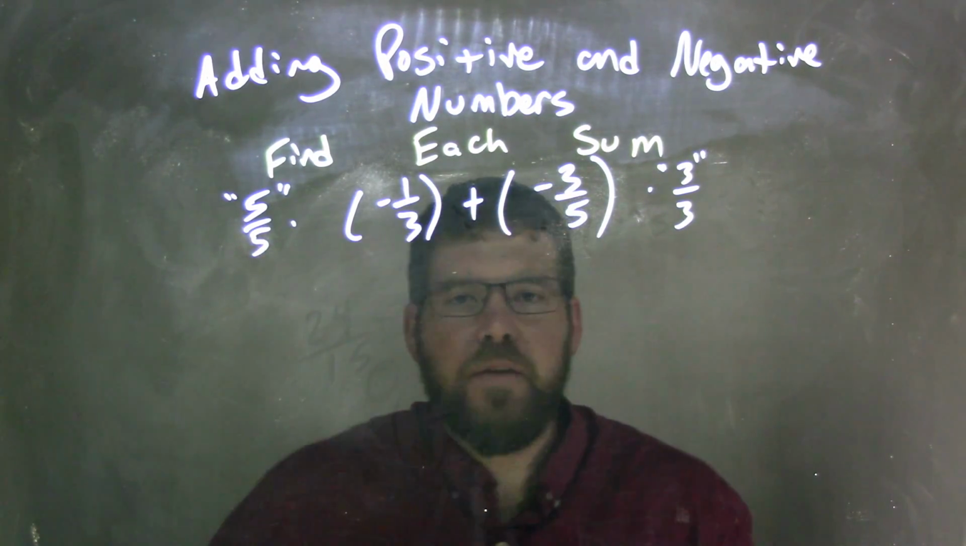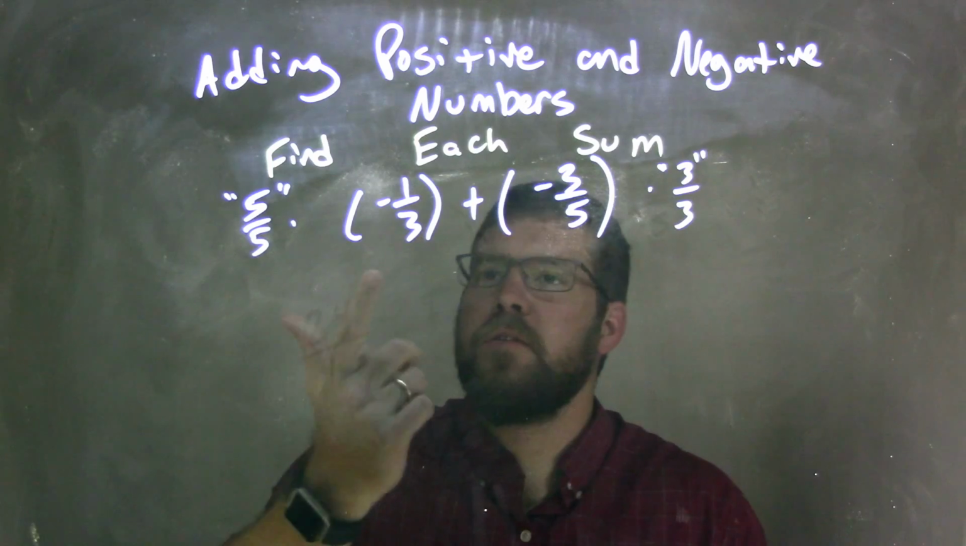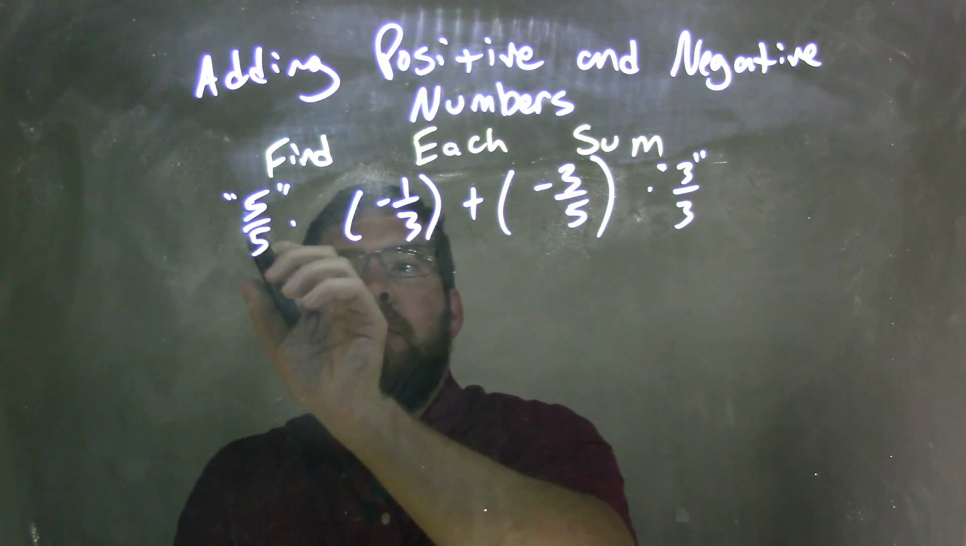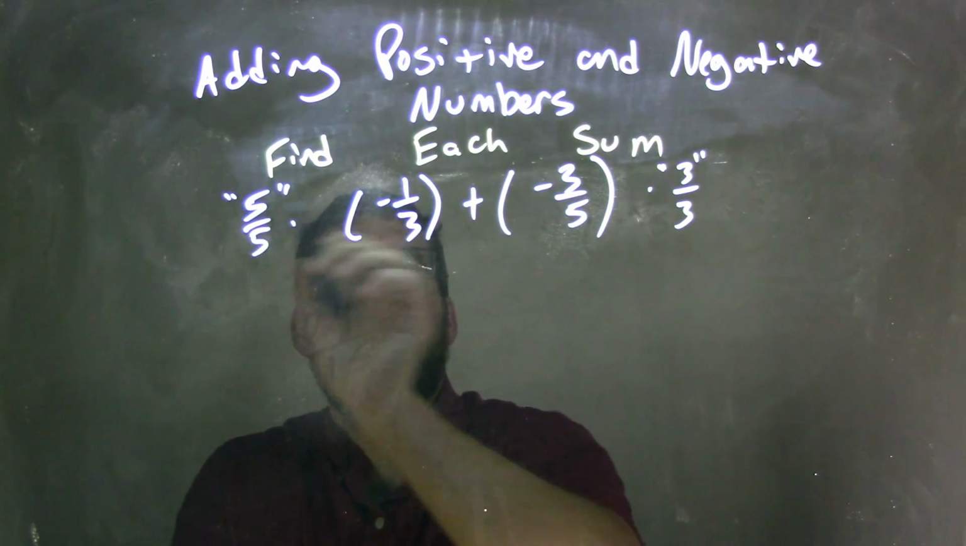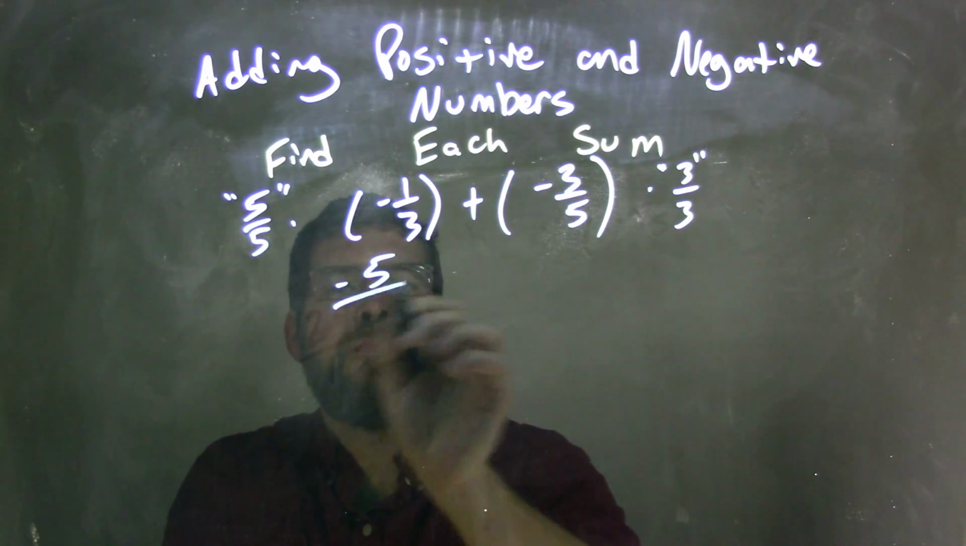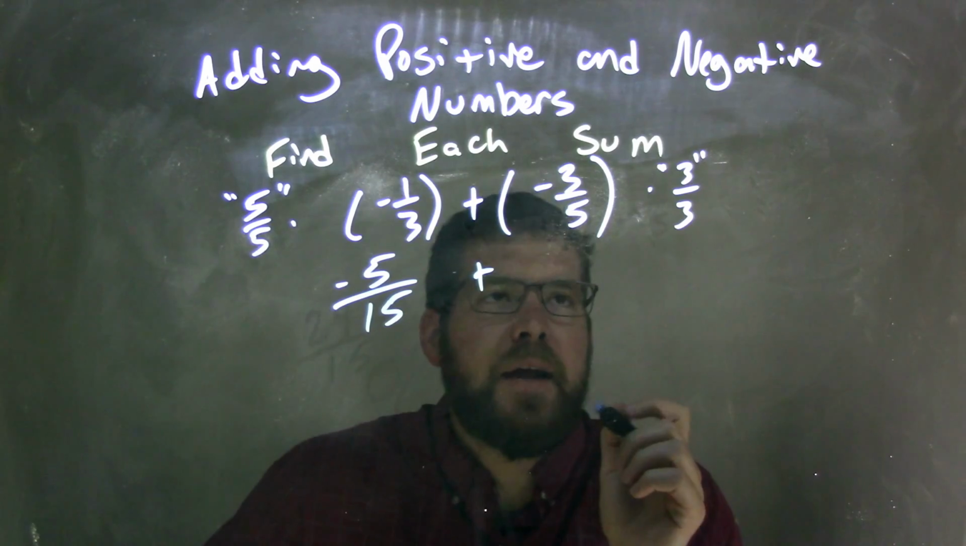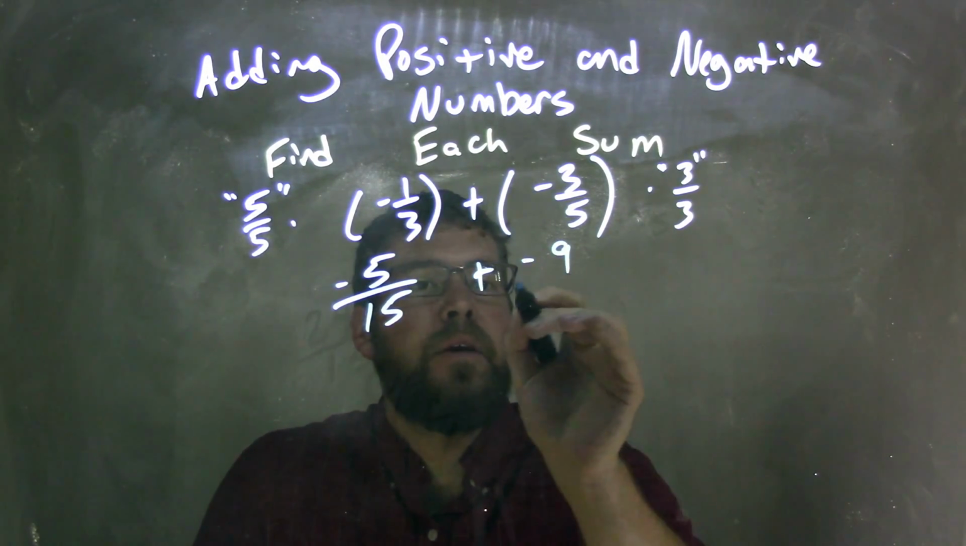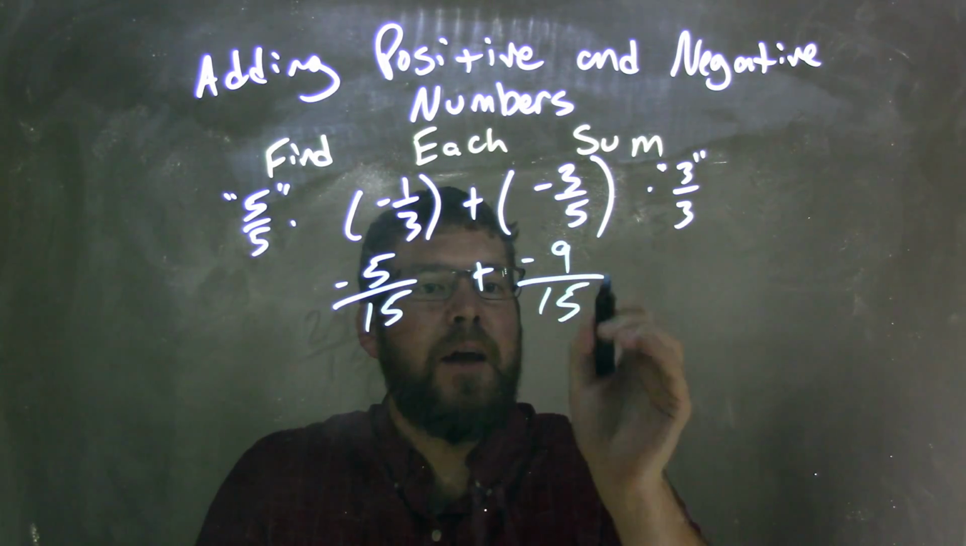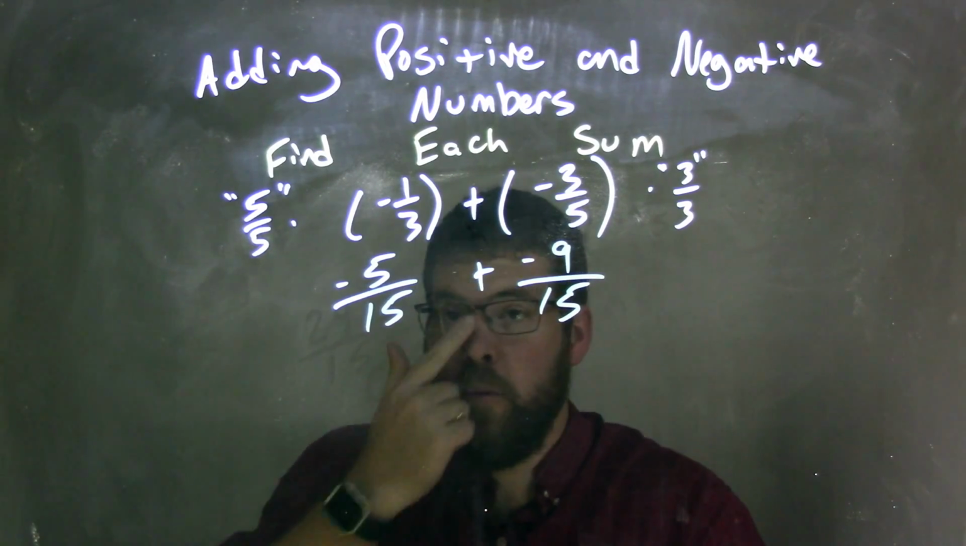Okay, and what this allows me to do is multiply across: we multiply the numerator, then multiply the denominator. 5 times negative 1 is negative 5, and 5 times 3 is 15. The right side here, negative 3 times 3 is negative 9, and 5 times 3 is 15, and we have the same base as what we wanted.